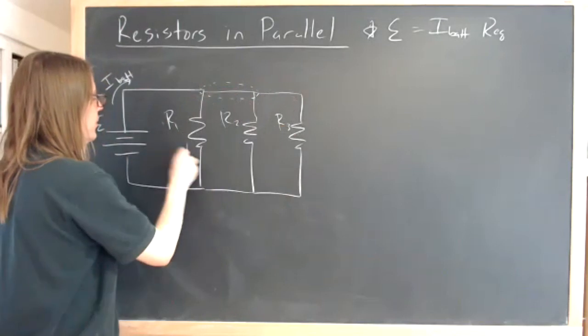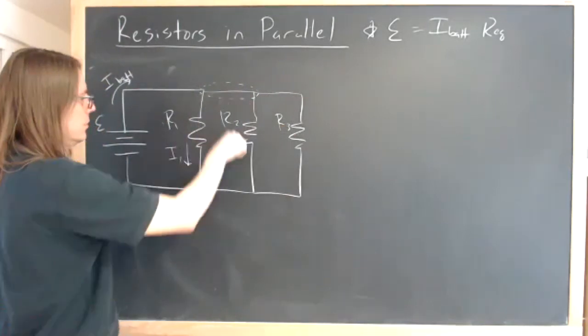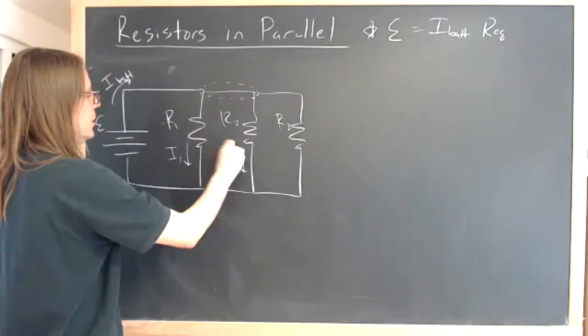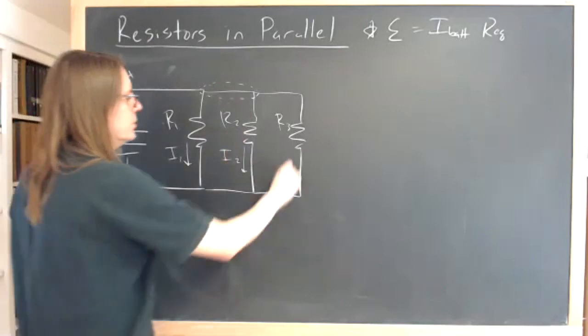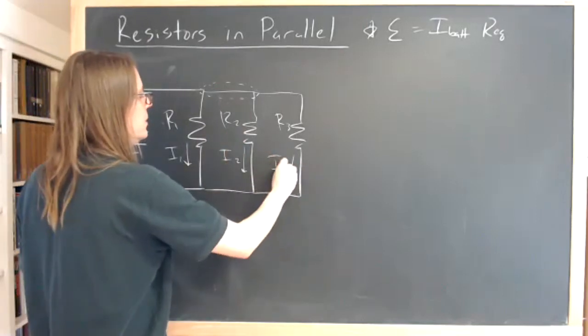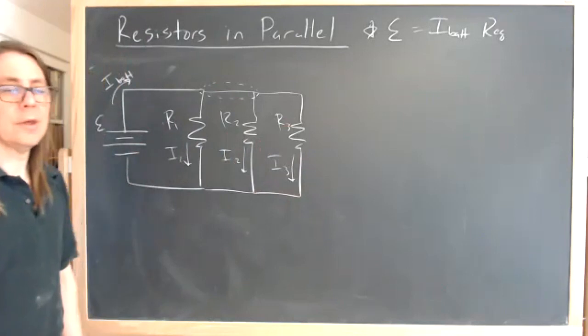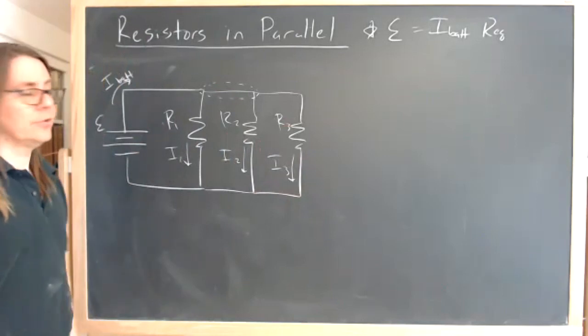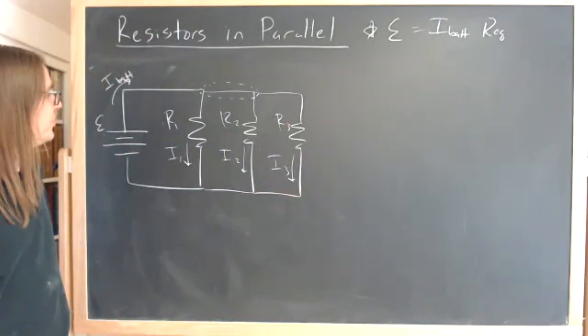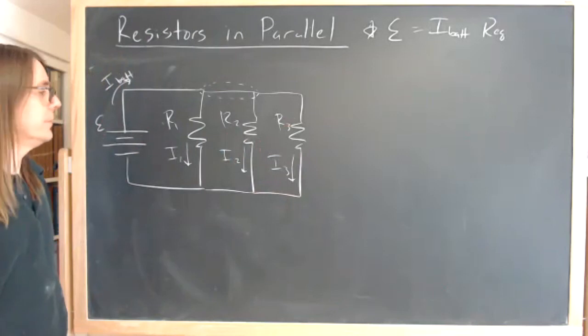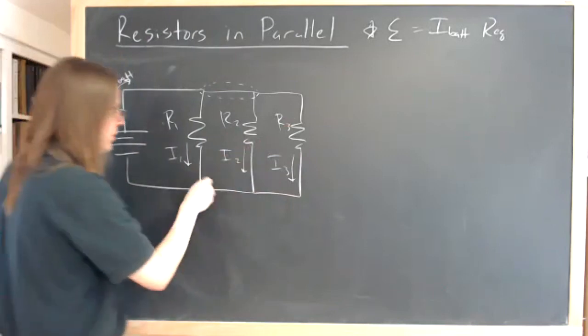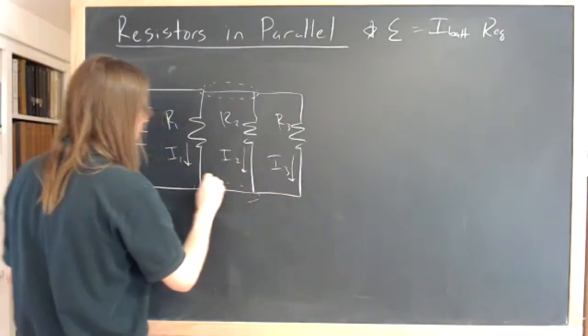So we're going to call this I1. I1 goes into that branch, I2 goes into that branch, and I3 goes into that branch. And we're going to guess that the current goes down, because once you've done some circuits, you can tell it's going to go down. And then they're going to recombine down at this junction.